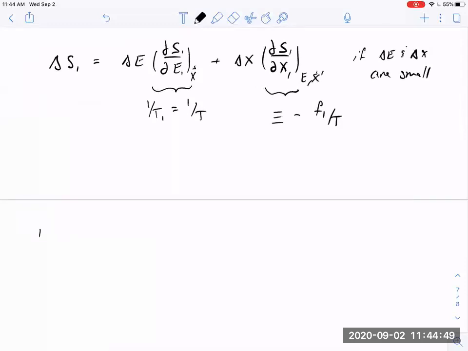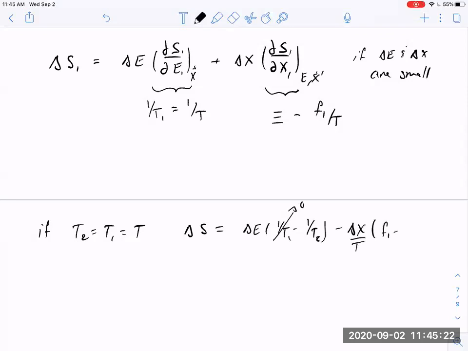All right, if in this case T2 is T1 is T, the total delta S is going to be equal to the delta E piece will go away. I'll have a delta X piece: minus delta X times over T, F1 minus F2. For a spontaneous change, that needed to be greater than or equal to 0.